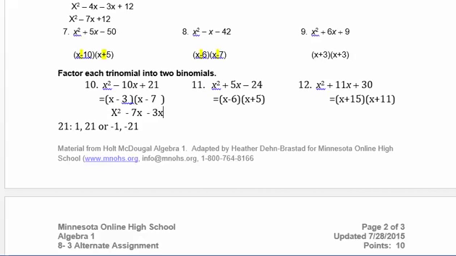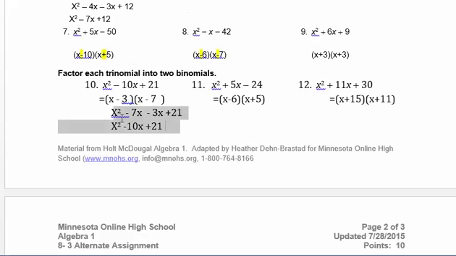And then I take the last times the last, which is negative 3 times negative 7. Negative 3 times negative 7 is a positive because negative times negative is positive. And now finally I just have to combine my like terms. I'd have x squared, negative 7x minus 3x is negative 10x, and then plus 21. Nothing else goes with that.